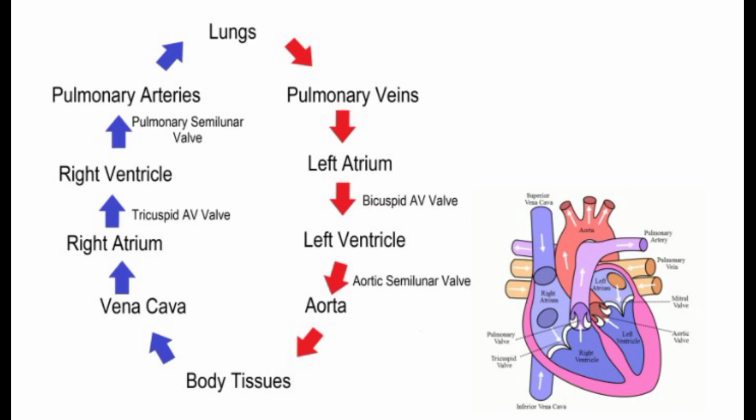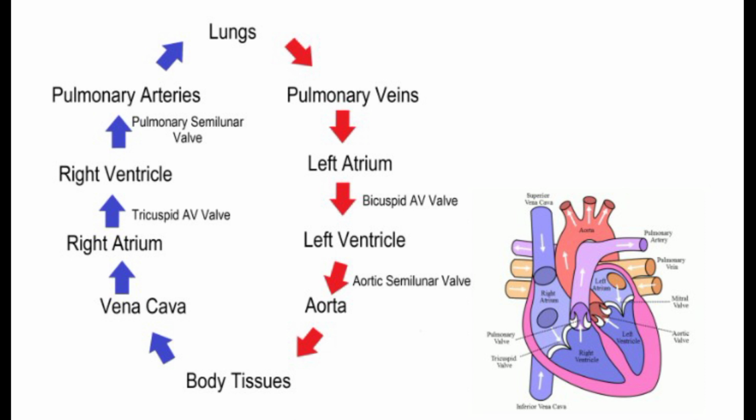Now let's discuss the complete flow of blood through the heart involving the contraction and relaxation of the heart chambers. So first of all, when the atria are relaxed, the deoxygenated blood that is collected from the upper and the lower body by the superior and the inferior vena cava respectively is sent into the right atrium. Meanwhile, the left atrium receives oxygenated blood from the lungs via pulmonary vein.